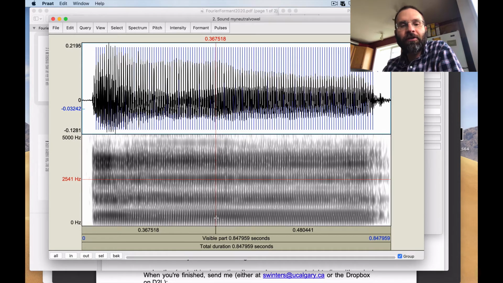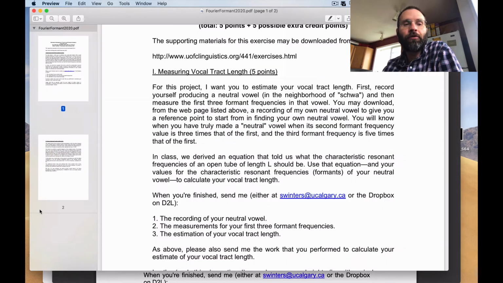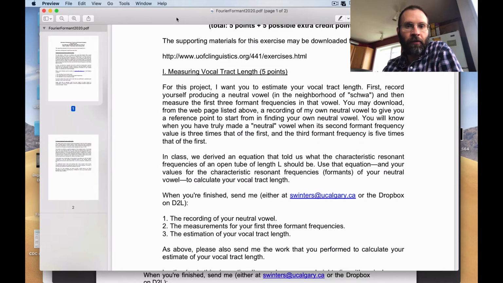But most crucially, what you want to get in your recording are evenly spaced formants. So the second should be about 3 times the value of the first, and the third should be about 5 times the value of the first, so on and so forth. And on the basis of that, you should be able to calculate your vocal tract length based on the math that we've walked through in the lecture.